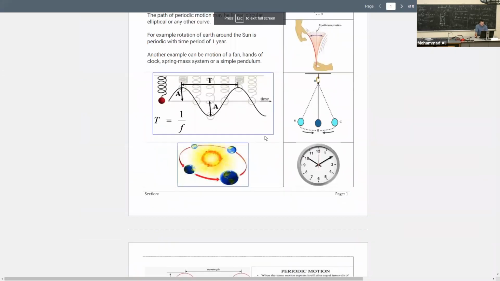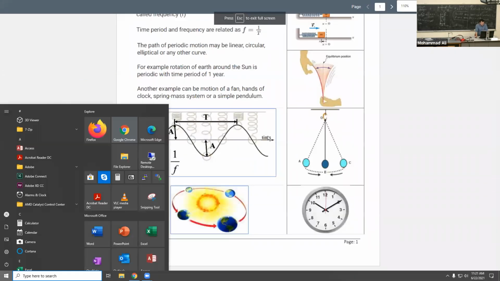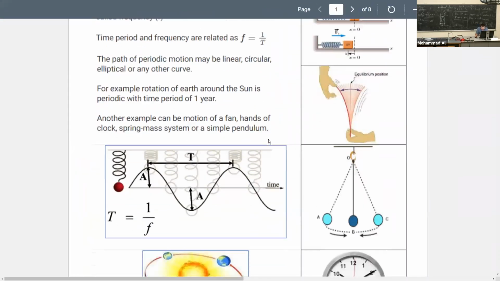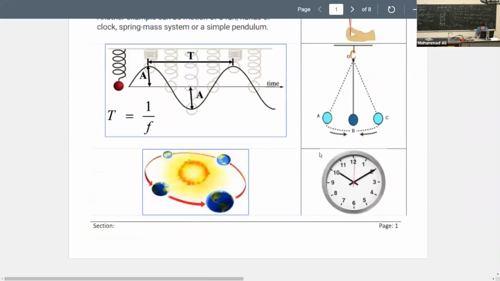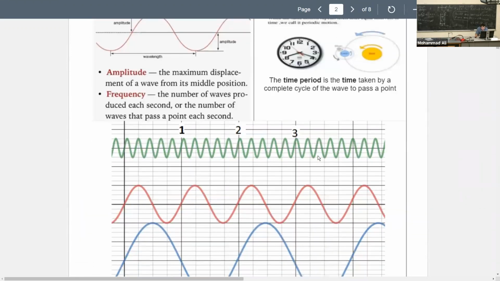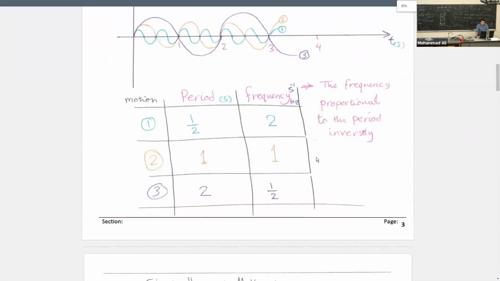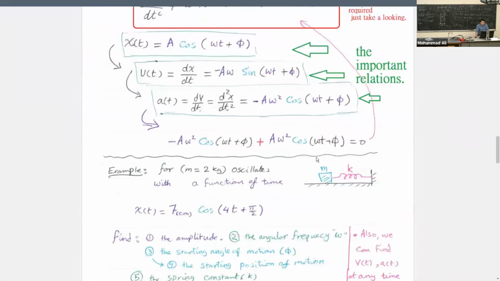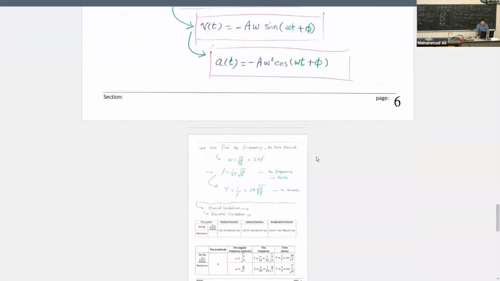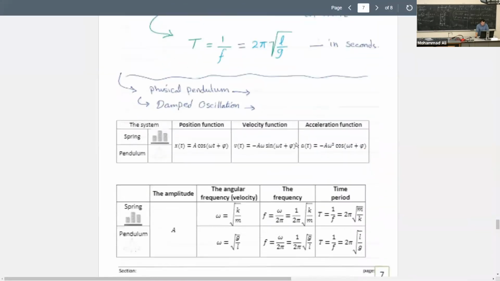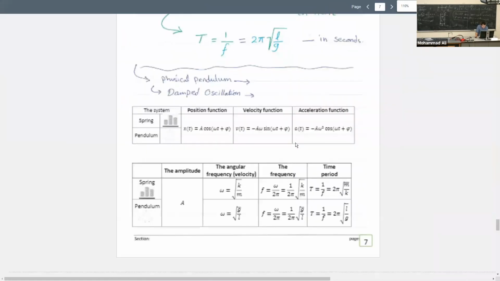Put this. As you see here, we have the spring and the pendulum. It is not totally clear when I zoom it. I will put the other one.